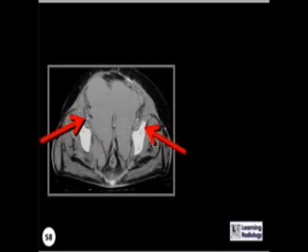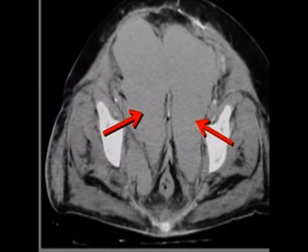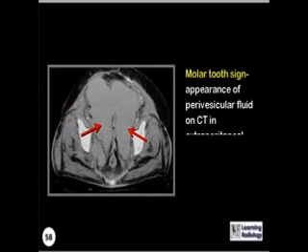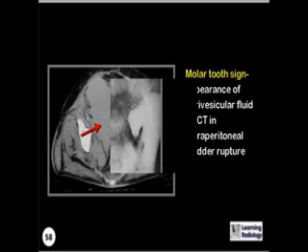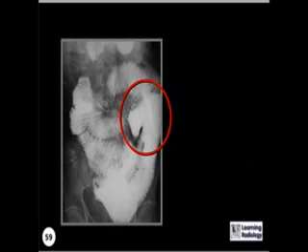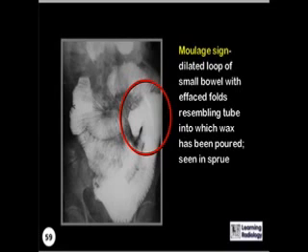What sign is demonstrated here? This is the molar tooth sign, which is the appearance of perivesical fluid on CT in usually an extraperitoneal bladder rupture. What sign is demonstrated in this disease? This is the moulage sign, which is a dilated loop of small bowel with effaced folds resembling a tube into which wax has been poured.